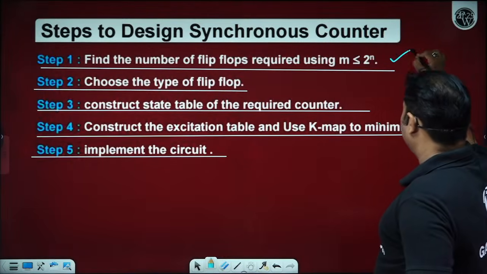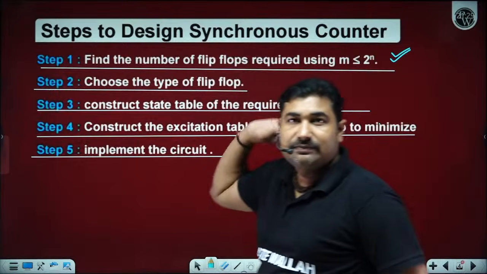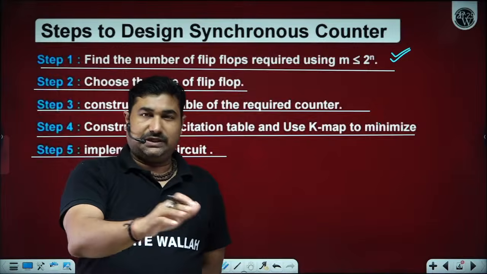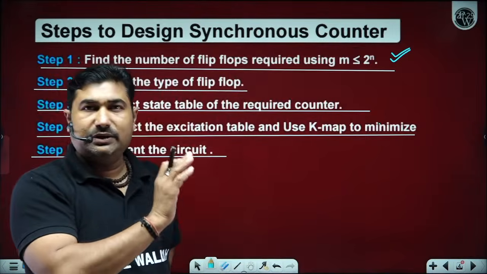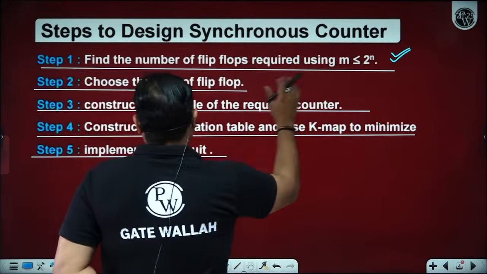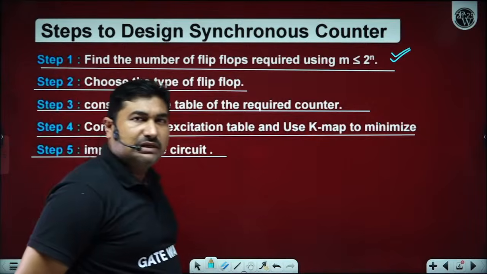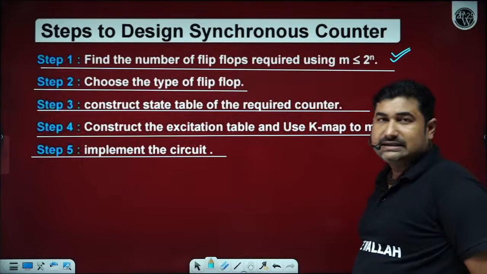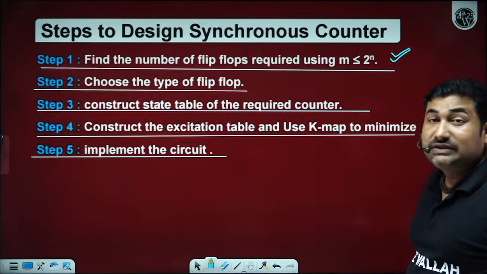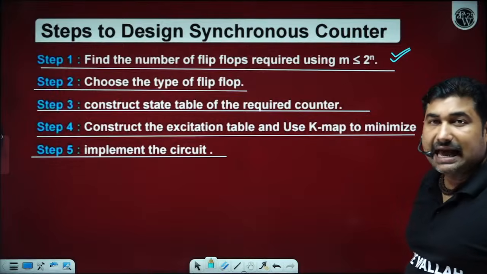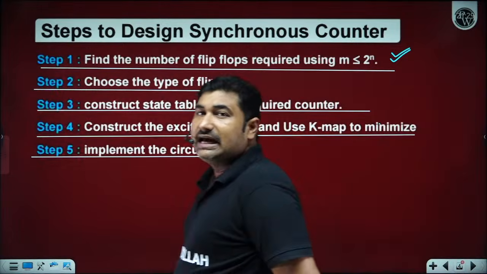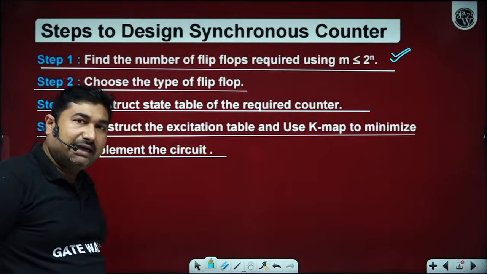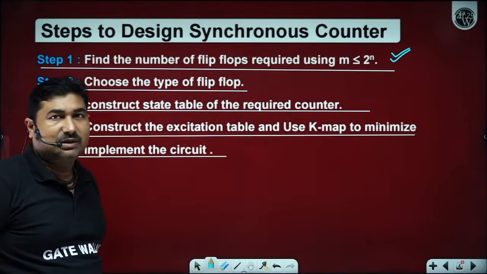In most of the PSUs, only this part is asked. They ask how many flip-flops are required to design a counter, and you can easily observe. Next is choose the type of flip-flop. Most of the time in objective questions, the type of flip-flop is already mentioned to you. Construct a state table of the required counter, and then construct the excitation table of the flip-flop with which you want to design your required counter. Minimize the excitation equation and implement the logic circuit.